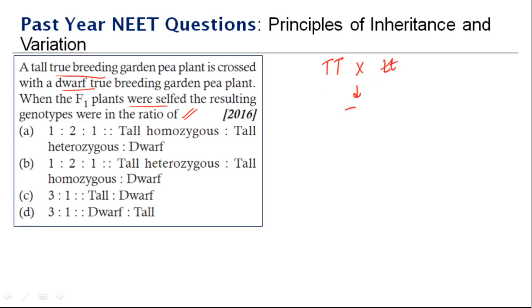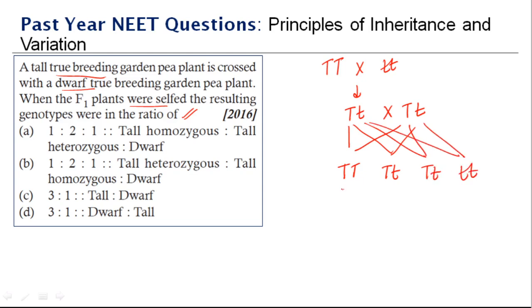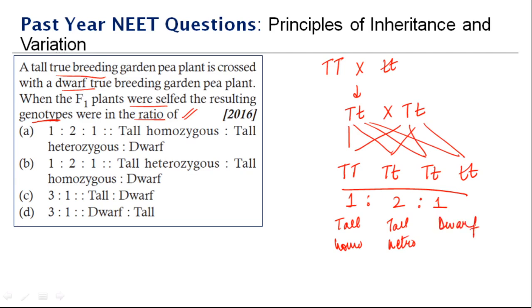And what is the F1? The F1 is this. Now the F1 is crossed with itself. And then what do you get? So this is what you will get. And now they are asking, the genotypes were in the ratio of 1 is to 2 is to 1. 1 tall homozygous, 2 tall heterozygous, and 1 dwarf. So what is the correct answer?